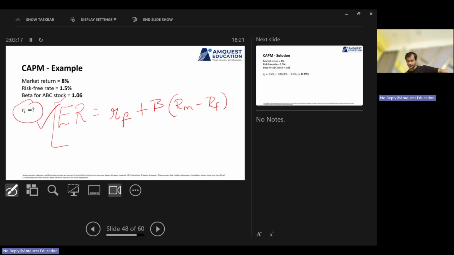You know this formula? Put the variables. Get the answer. Clear, everyone?